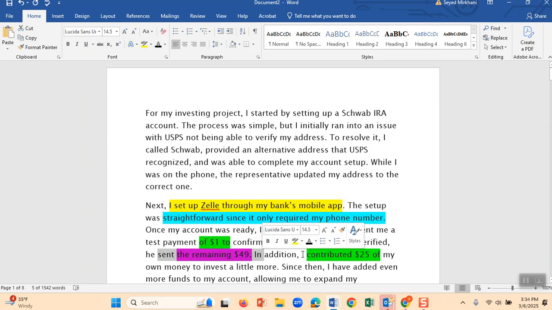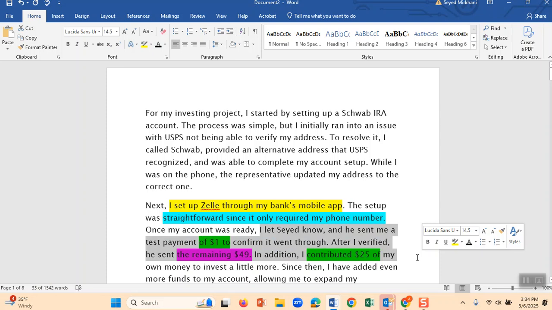And then what he did is a very smart thing. He put $25 of his own money. Now his retirement account has $75. One very smart thing about this particular student is what happens next year when he files his taxes.